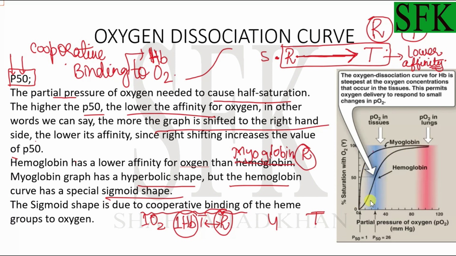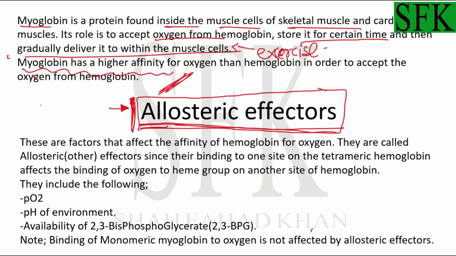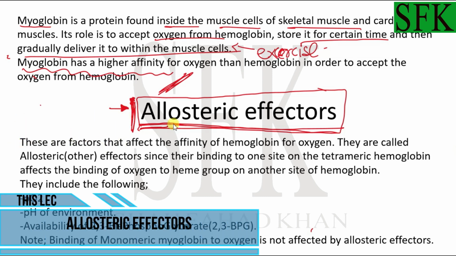The hemoglobin curve will stay the same sigmoid shaped, but it can shift to the right or to the left depending upon the change that the allosteric effector has brought. Right, so now let's get started. These are basically those factors which affect the affinity of the hemoglobin for oxygen.